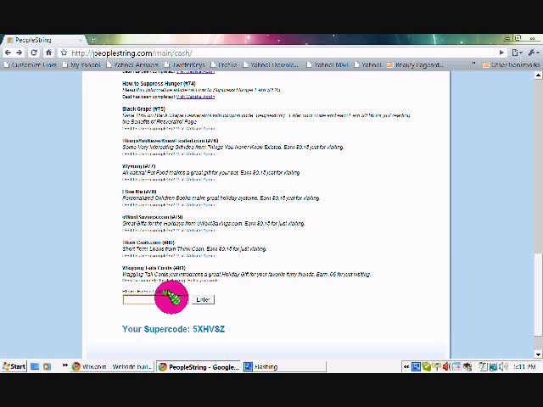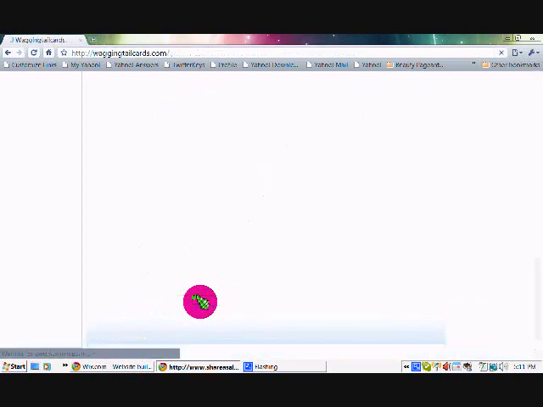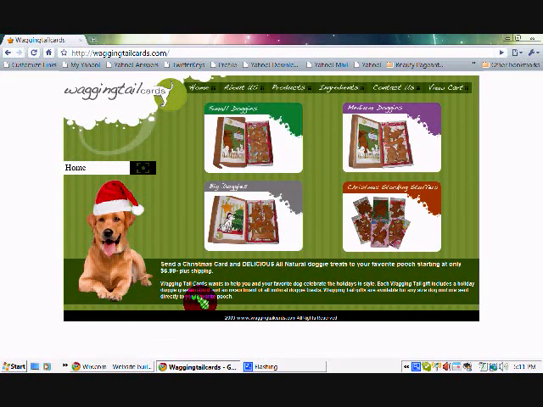Wagging Tails Cards, number 81, okay. Earn 6 cents just for visiting. You see, is this hard? No, it's not hard, see? Oh, this is even cute. Oh, look at that. They got little treats and stuff, like little, what is that, doggy treats?